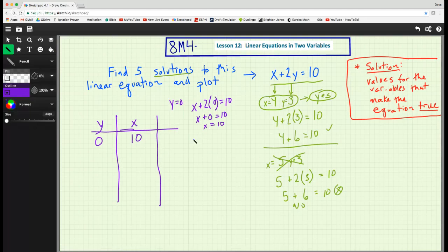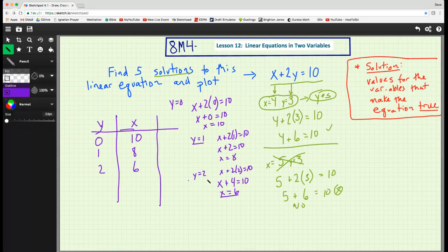Okay, now let's try y equals 1. So if y is 1, then x plus 2 times 1 equals 10. So x plus 2 equals 10. So x equals 8. Now let's try y equals 2. x plus 2 times 2 equals 10. x plus 4 equals 10. So x equals 6. So when y is 2, x is 6.